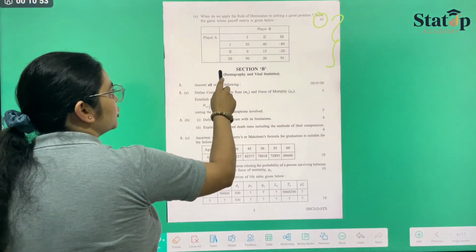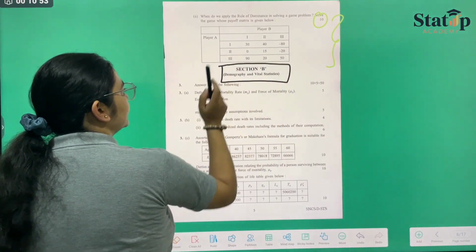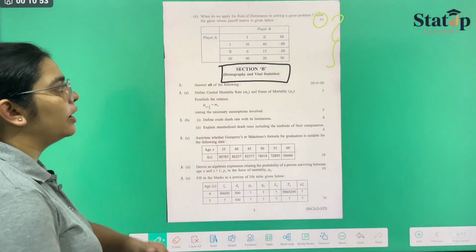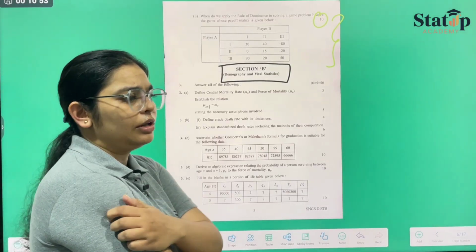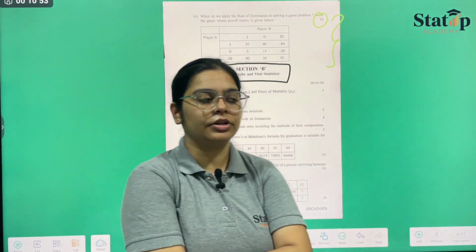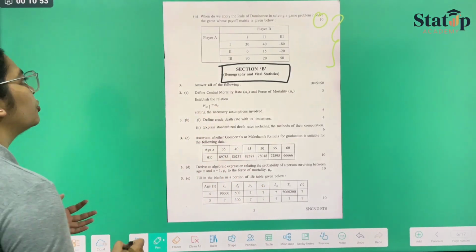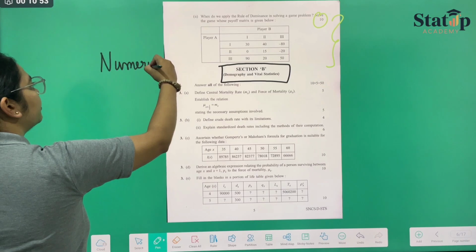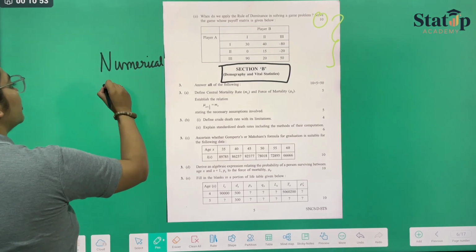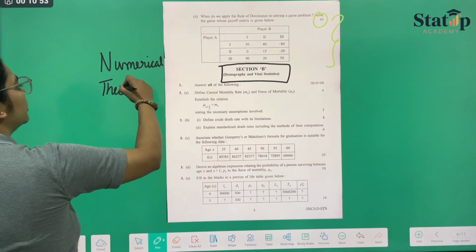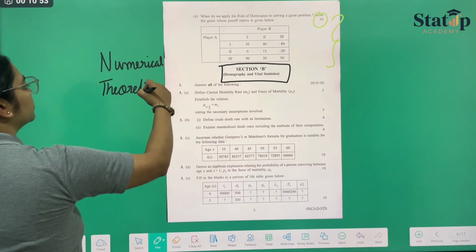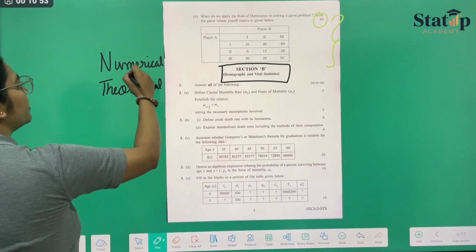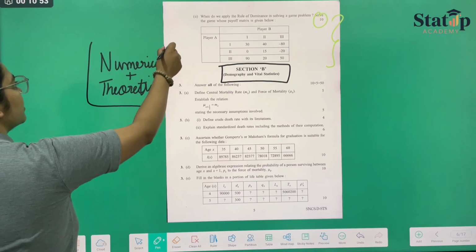Now we'll come to section B, which is demography and vital statistics. So in this examination, if you are attempting operation research, then the strategy should be, if you are attempting one numerical portion, then the other portion should be your theoretical. That is the best combination for this paper.